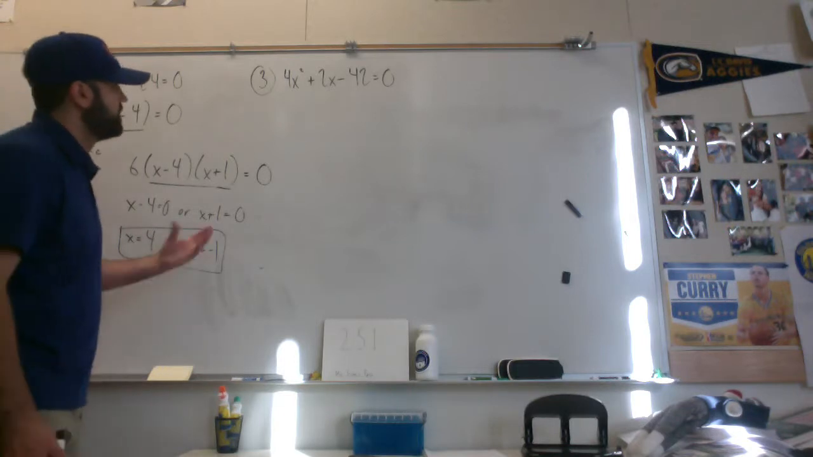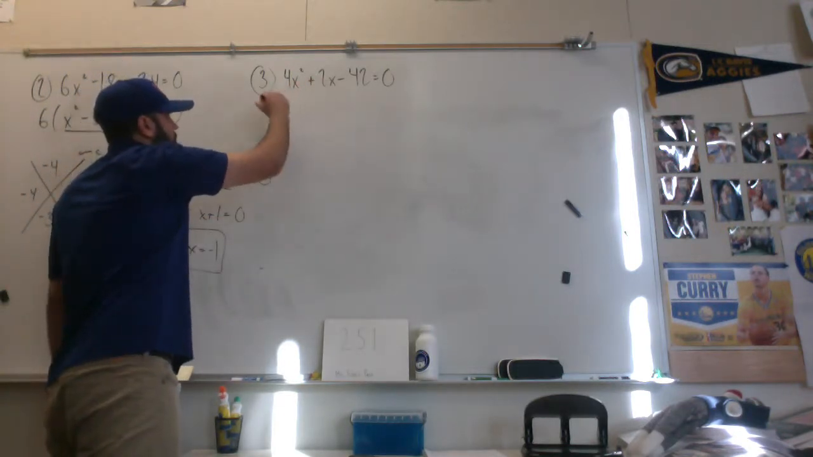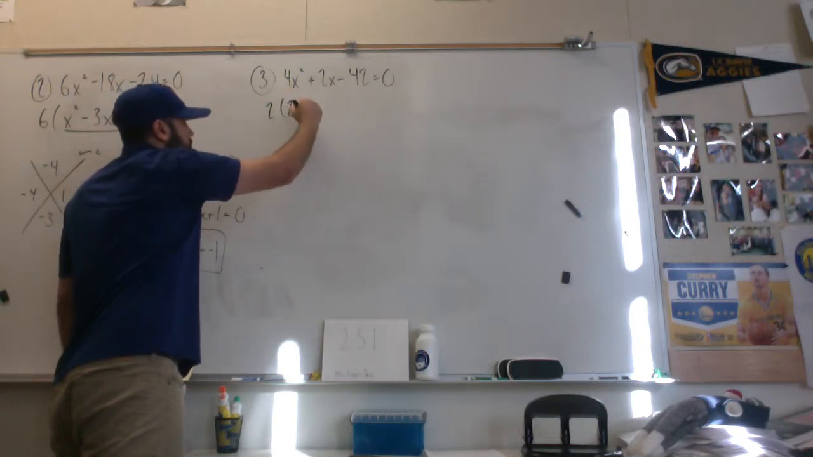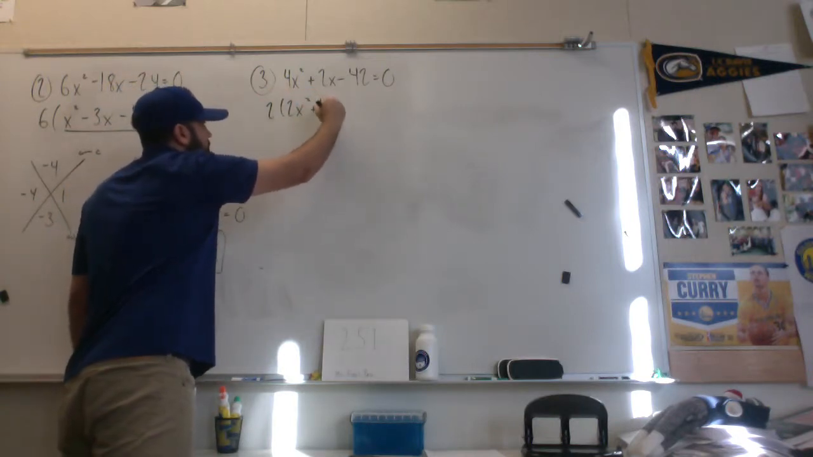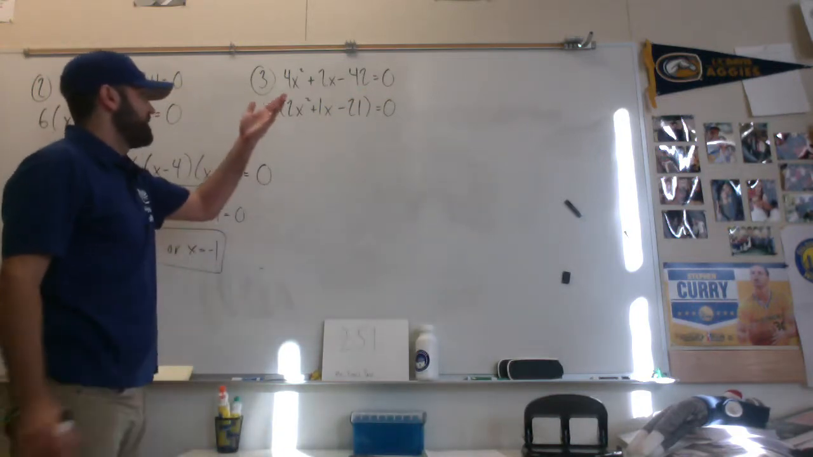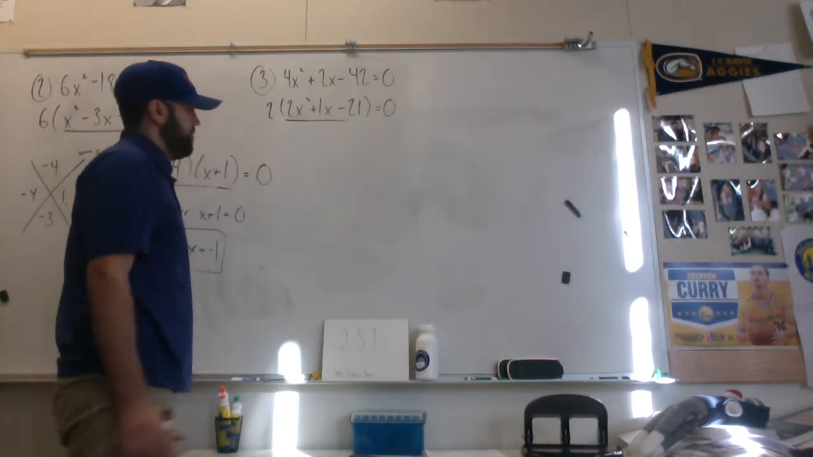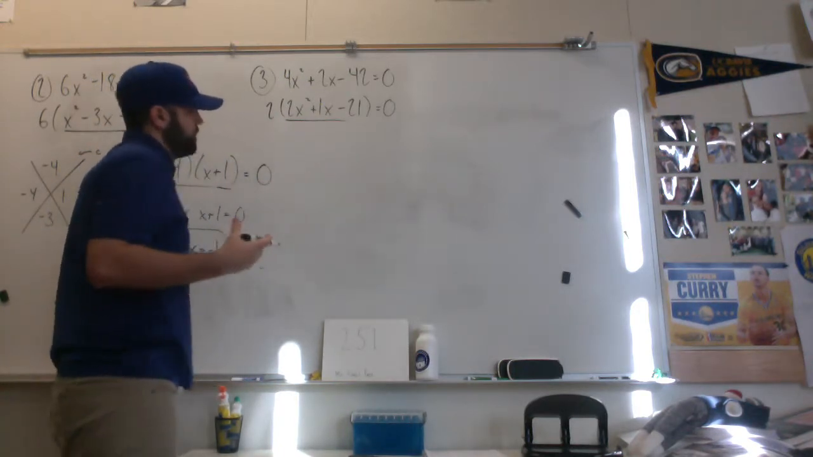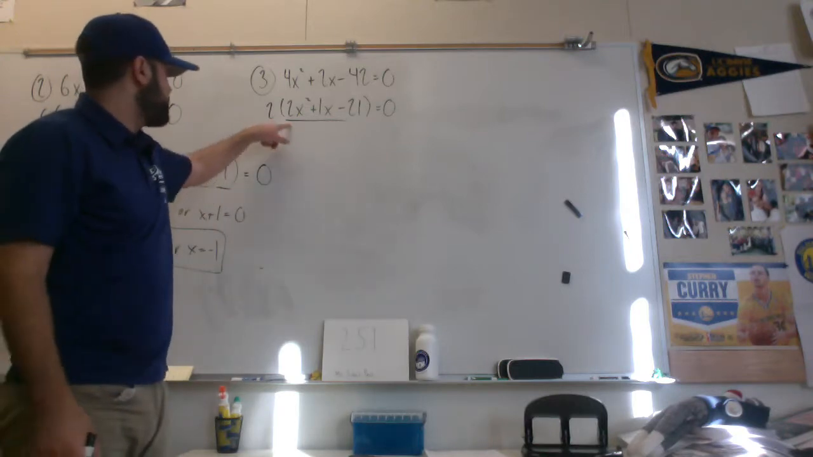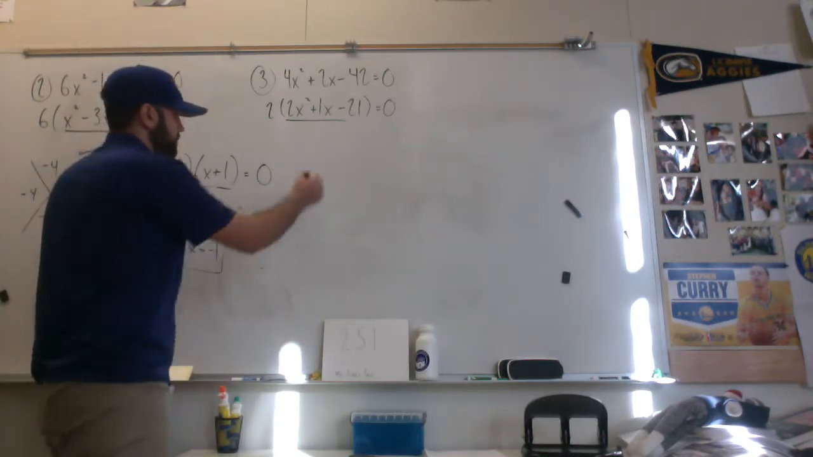Same thing. Is there a number we can factor out? Yes, 2. 2 goes into all of these. So I'm going to factor out 2, reverse the distributive property, like that, right? Because if you distribute that now, it would get you that. Now we're factoring this. Okay, so the process here is different. If there's an a value that's not 1, in this case it's 2, we use the full x box method.